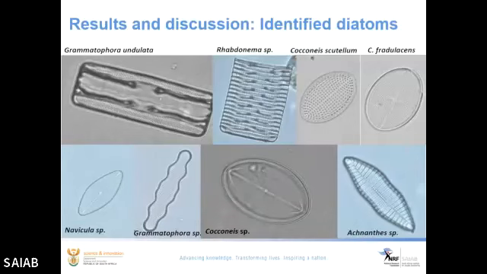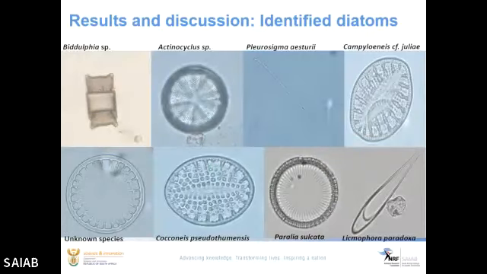We found some interesting and beautiful diatoms, such as pennate diatoms, including Chromatophora undulata, Navicula, Rhabdonema, Achnanthes, and a variety of Cocconeis species. We also found some centric diatoms, such as Actinocyclus, an unknown species, Paralia, and other diatoms such as Delphineis, Cocconeis, Lyngbya, Pleurosigma, and Campylodiscus.